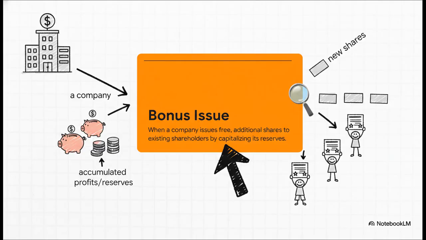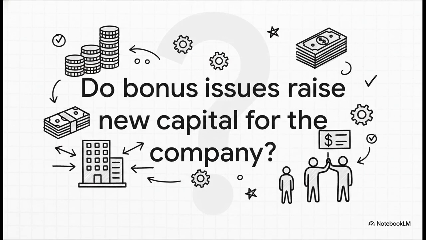All right, let's tackle a concept that trips up a lot of people on exams: the bonus issue. This is something that happens in the primary market. A company takes its pile of saved-up profits, its reserves, and basically turns them into new shares, which it then gives away to its current shareholders for free. Which, of course, leads us to a very, very common exam question. It's designed to see if you really get it.